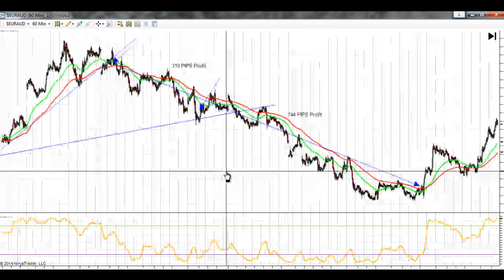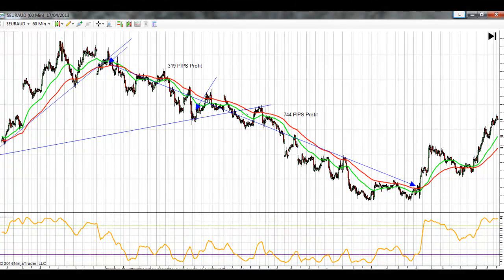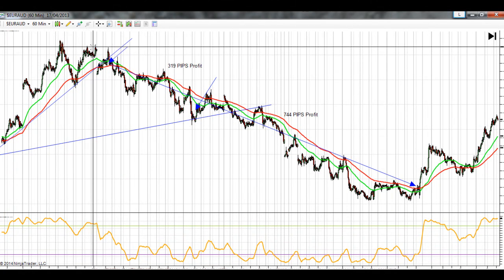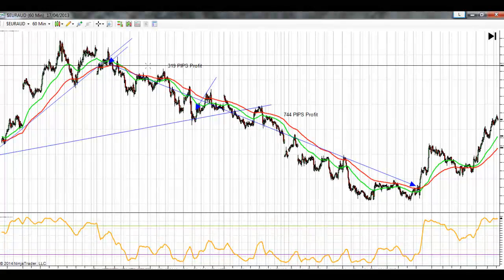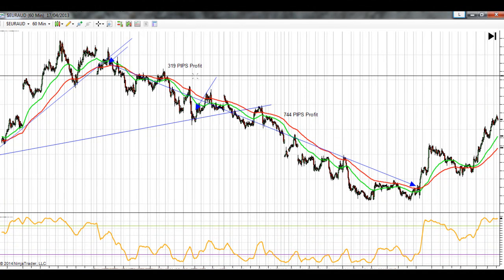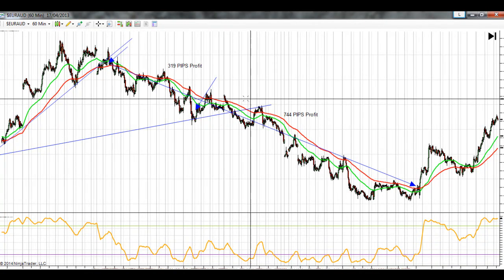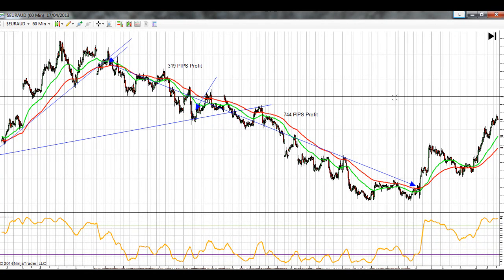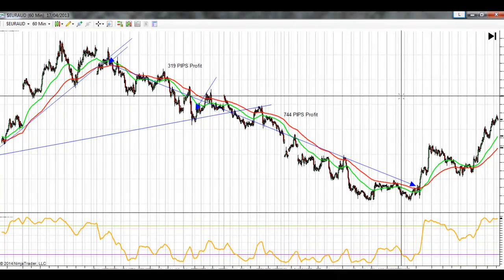And like with the first trade, this trend does continue. So if you were to trade, you have your trade management that allowed this trade to continue on. Instead of just exiting here, you could have raked in 744 pips profit.